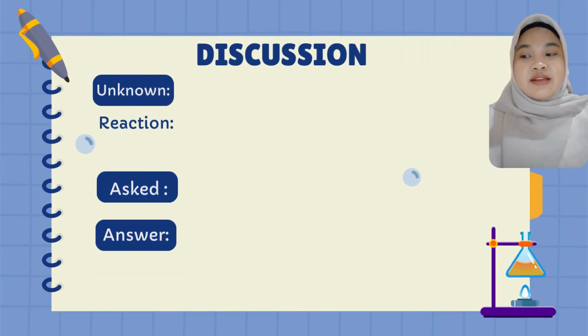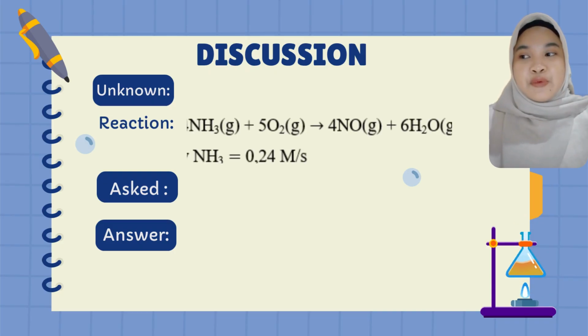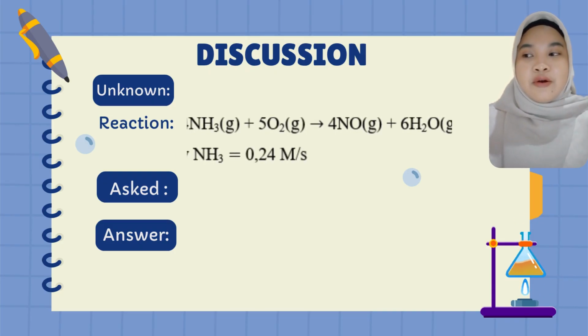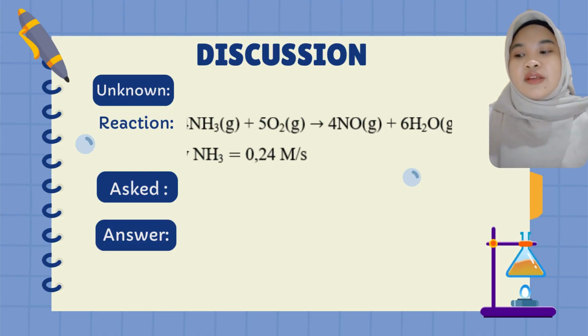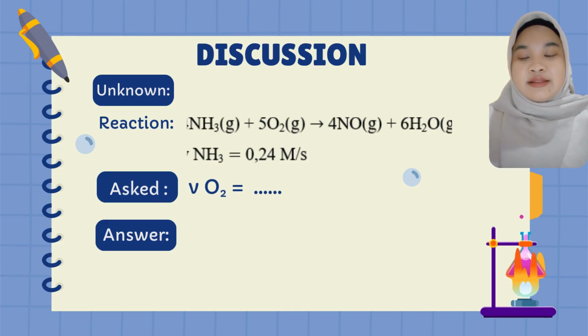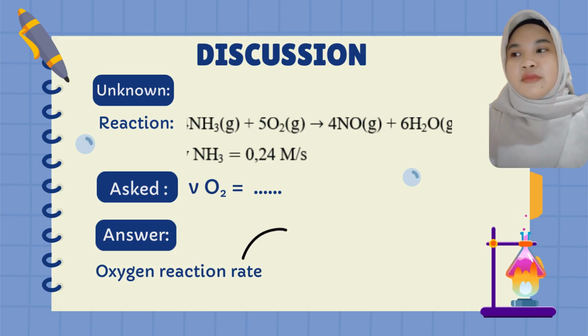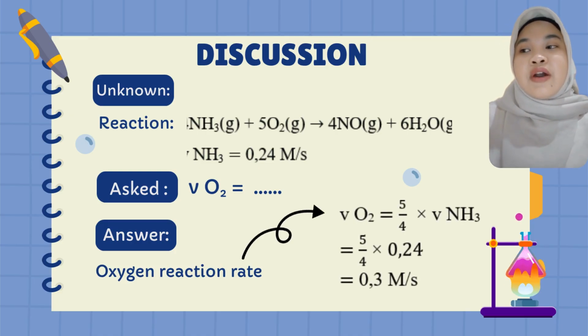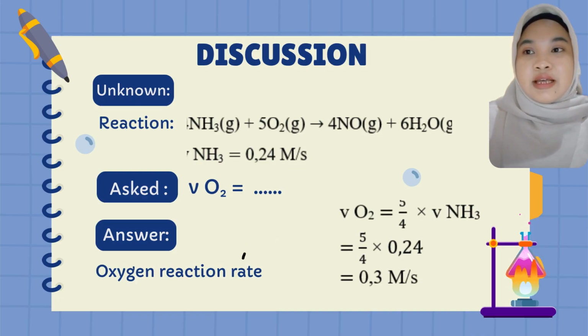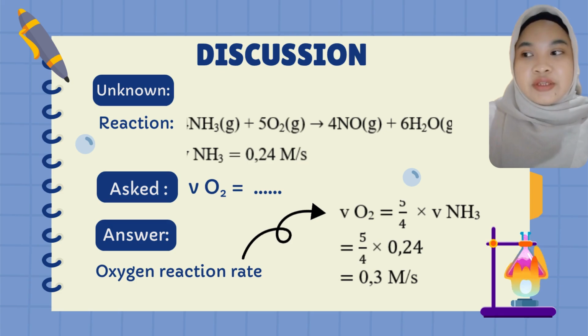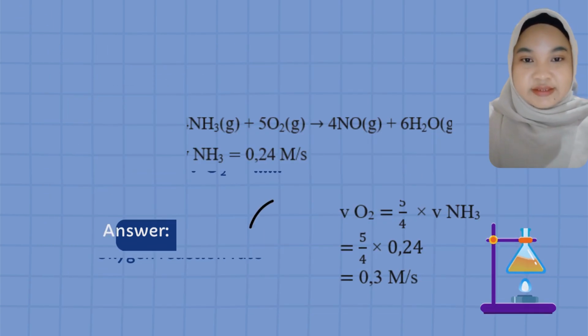Discussion. And now, reaction: 4NH3 reacts with 5O2 to produce 4NO plus 6H2O. Reaction rate of ammonia is 0.24 M per second. Ask, reaction rate of oxygen. Answer. Reaction rate of oxygen equal to 5 per 4 times reaction rate of NH3 equal to 5 per 4 times 0.24 equal to 0.3 M per second. So, the reaction rate of oxygen is 0.3 M per second.